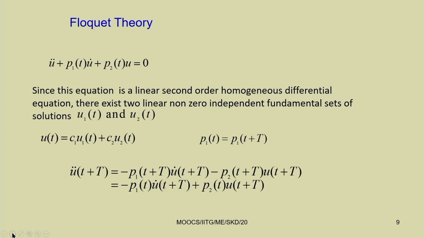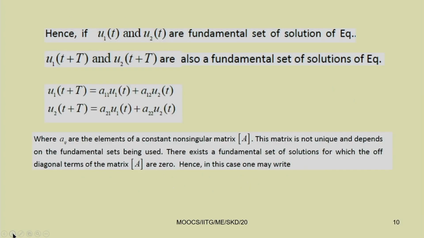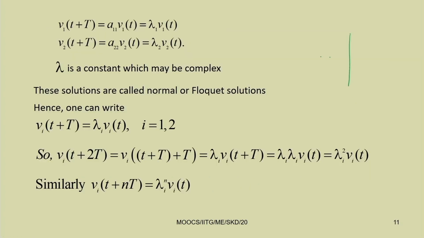In Floquet theory, we have studied that for a second order differential equation, we can have two fundamental sets of solution. For example, let us take two fundamental solutions, u1(t) and u2(t). A combination of these fundamental solutions is also a solution, that we know. From that we proceeded and found that we need the roots of the monodromy matrix. If they are within the unit circle, then the system is stable. If they are outside the unit circle, then it is unstable.